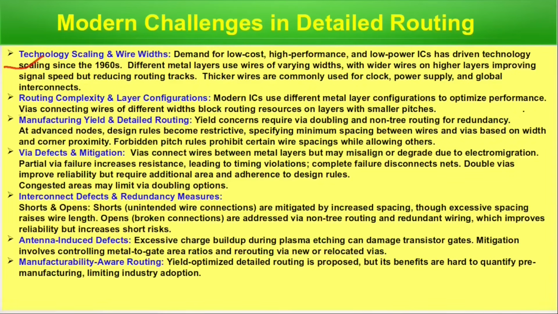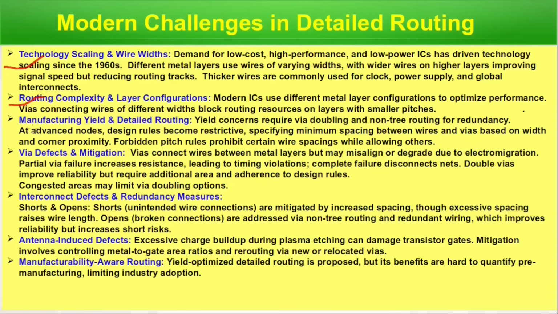Now, routing complexity and layer configuration. Modern ICs use different metal layer configurations to optimize performance, connecting wires of different widths, which blocks routing resources on layers with smaller pitches. Since wider wires are used on higher layers, that improves signal speed, although tracks for routing are reduced, and thicker wires are used for clock, power supply and global interconnects.